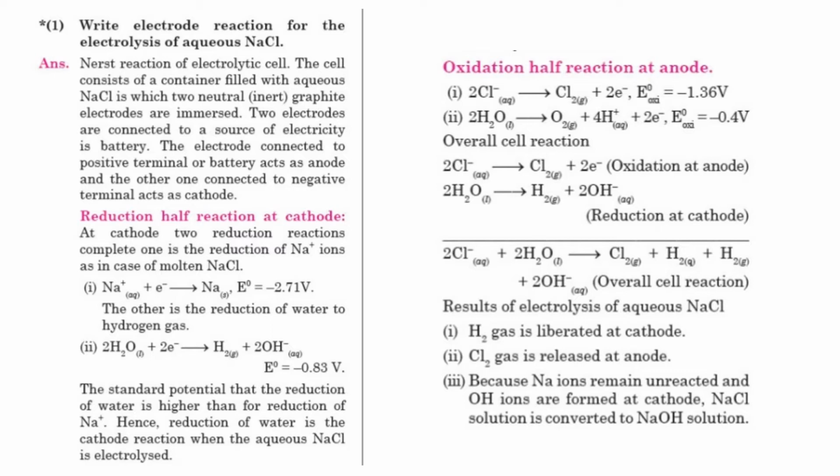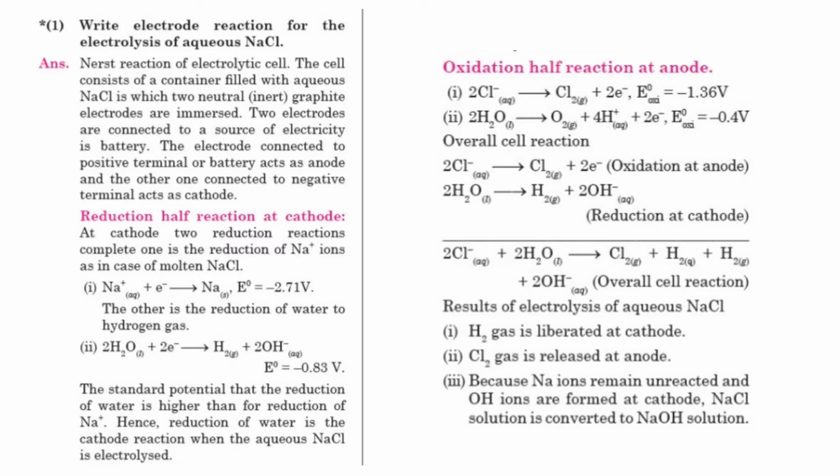Oxidation half reaction at anode. 2Cl- gives Cl2 + 2 electrons and 2H2O gives O2 + 4H+ + 4e-. The standard electrode potential for the oxidation of water is greater than that of Cl- ion, or water has greater tendency to undergo oxidation. It is therefore expected that anode half reaction would be oxidation of water. But the experiments have shown the gas produced at anode is chlorine and not oxygen. This suggests that the anode reaction is oxidation of Cl- to Cl2 gas.